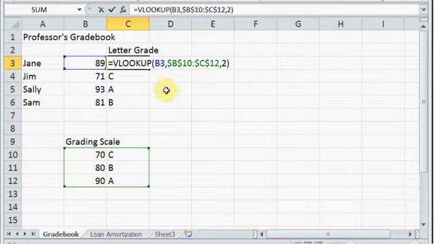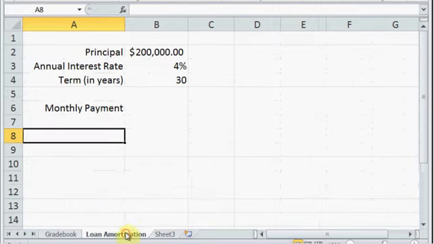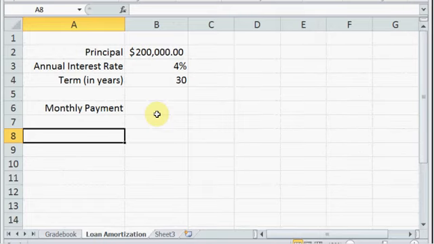They're handy items to use anytime you have any sort of table. The other function I want to show you here is the Pmt function. The Pmt function allows us to calculate the monthly payment or periodic payment anytime we borrow money.